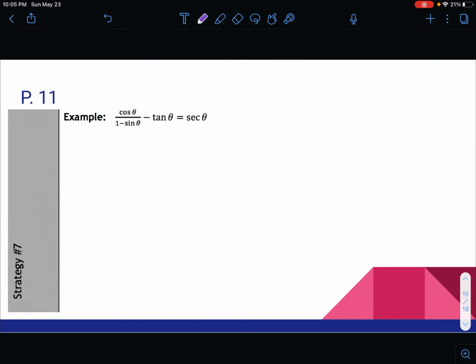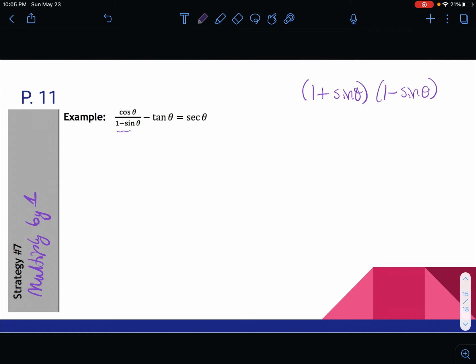Okay, so now we have one more strategy that we are going to cover, which is multiply by 1. It's going to be a special 1 that is going to do something nice when we actually multiply it. One of the things when we look at this first example, let's jump right in here, is we have this 1 minus sine theta in the denominator. So let's see what happens when we multiply 1 plus sine theta times 1 minus sine theta.